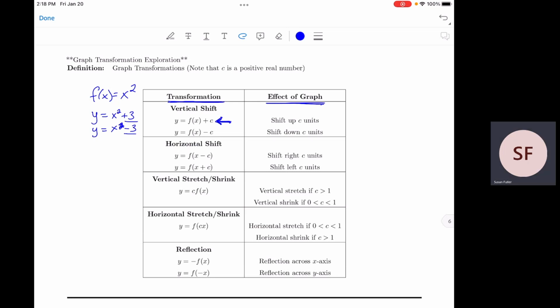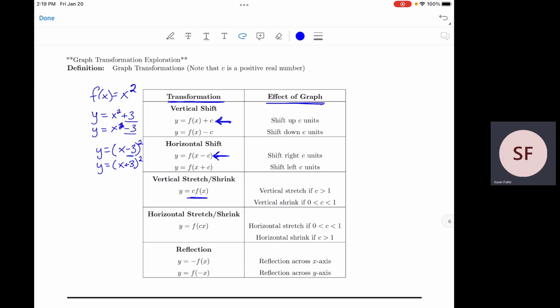Now, a horizontal shift happens inside the function with x. So what does that look like in practice? If we have the equation x squared, the function itself is this exponent of 2, and I would want to subtract a number inside with x. So I would introduce parentheses here, and do x minus 3, say, to the second power. This minus 3 would shift us to the right by 3 units. Similarly, if I had x plus 3 squared, that would shift us to the left.